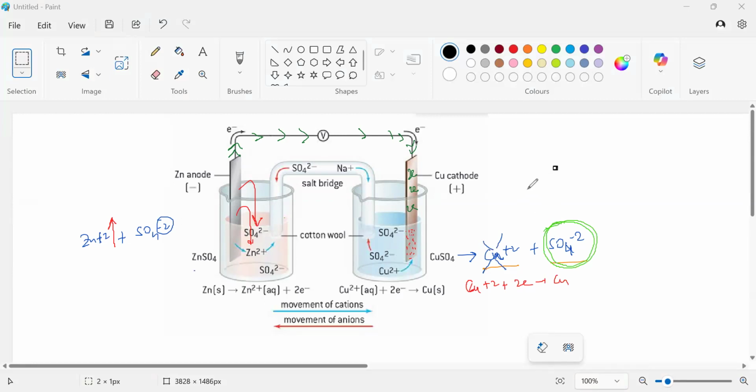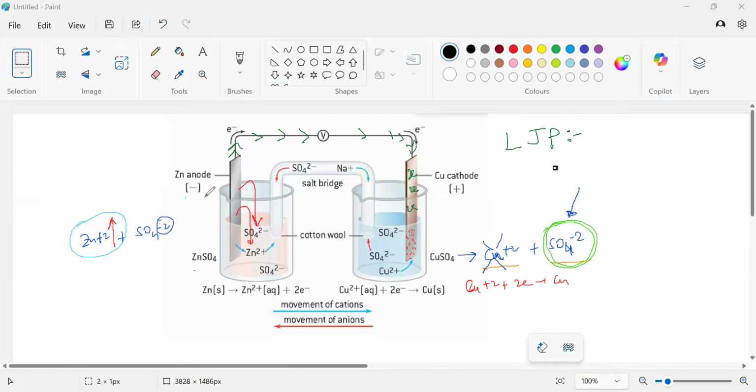Now, whenever we are seeing that in the cathode, what happens? There's an accumulation of the sulfate ions. And in the anode, there will be accumulation of the zinc 2 plus ions. This will be stopping the cell from functioning. Why? Because on the anode you have got huge positive ions, and on the cathode we have got negative ions. This stops the cell from functioning. This is called liquid junction potential. It comes in the exam. What is liquid junction potential?